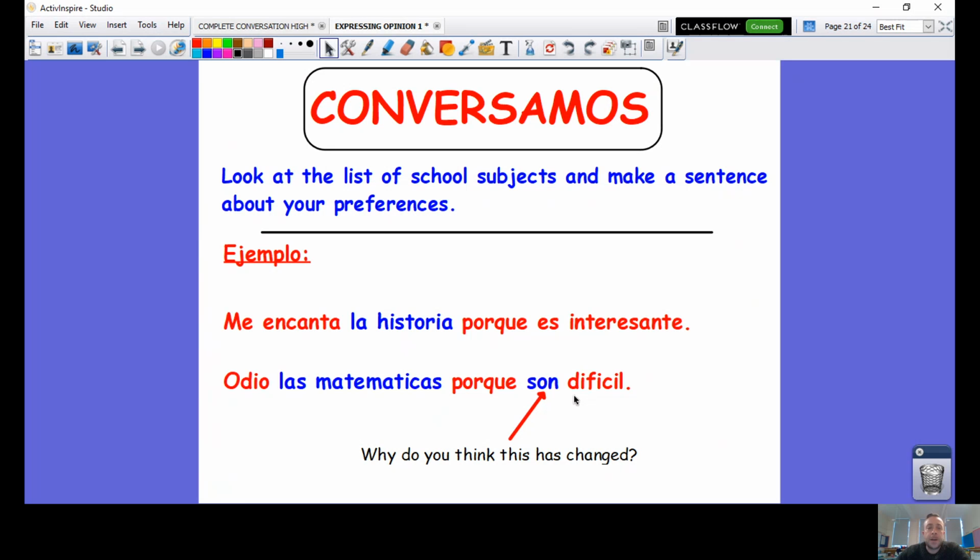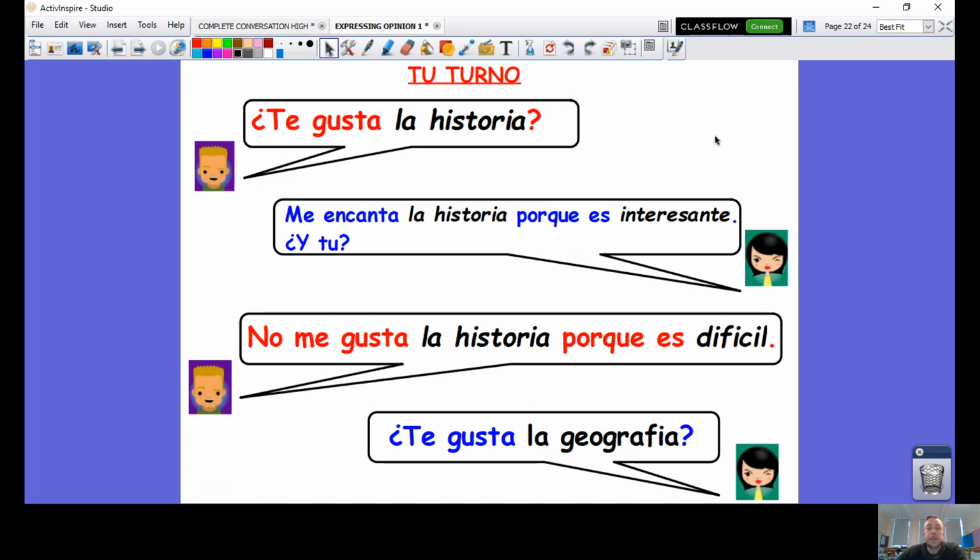Well done for remembering that. That's a very key point. Here we are talking about a plural subject, las matemáticas. So this becomes because they are. Here it's just one singular subject, so it's because it is. Es, is. Son, are. Porque son, because they are. Well done.